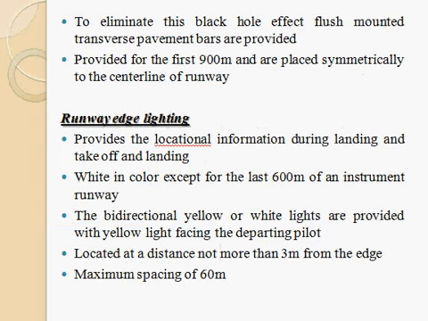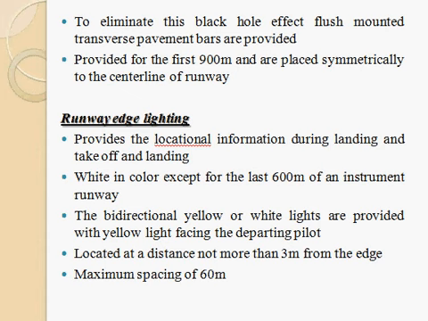Next is runway edge lighting. It is provided for getting locational information during landing and takeoff, and it is white in color for the first 600 meters of the instrument runway. Here bi-directional lights are used. Bi-directional light means it will have yellow and white lights, and the yellow light will face the departing aircraft or departing pilot. On the landing side you can see white light.